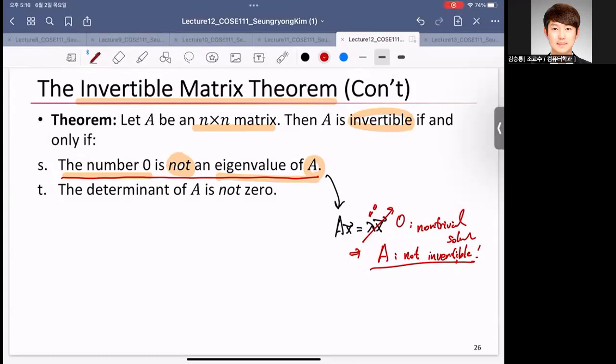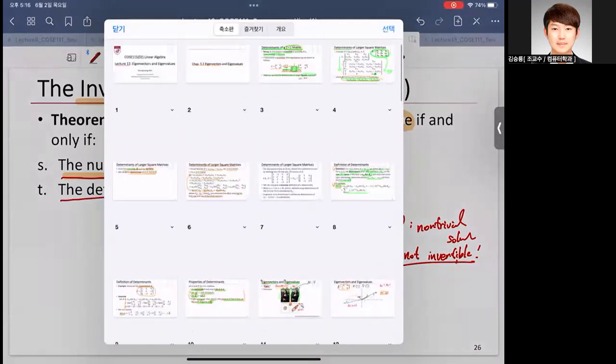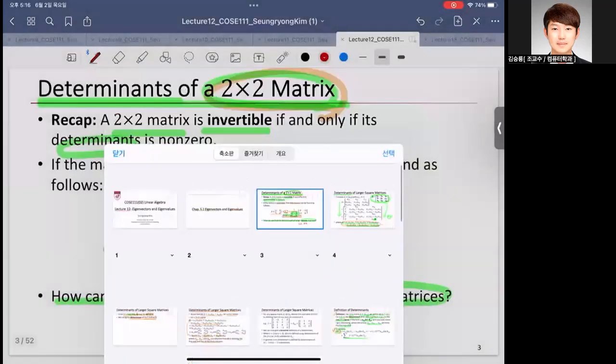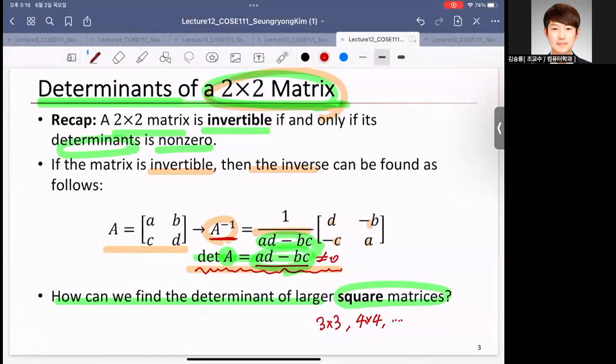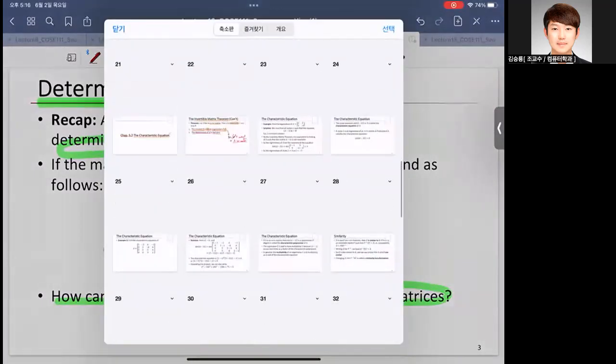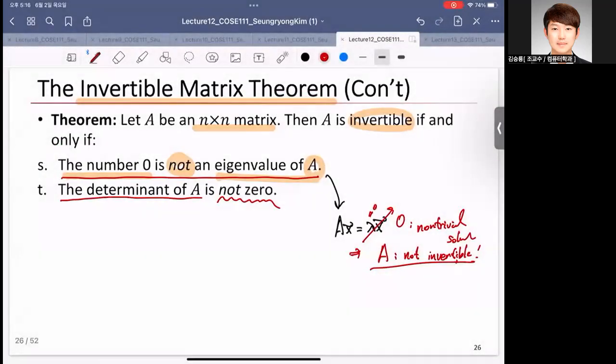One more thing is that the determinant of the matrix A should not be 0. Why? From the definition of the determinant, it has to be nonzero for A to be invertible, so it follows just from the definition. In here we will use these two statements to find eigenvalues.